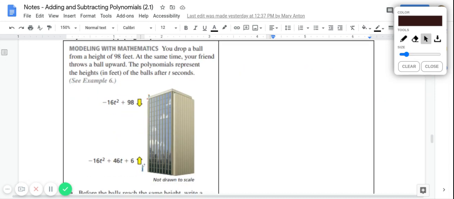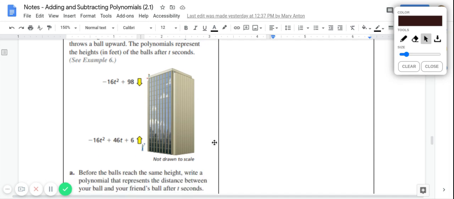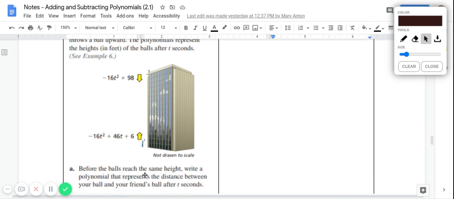All right, y'all, last part of this video. We're going to work with some applications here. So you drop a ball from a height of 98 feet. At the same time, your friend throws a ball upward. Polynomials represent the heights in feet of the balls after t seconds. So we're throwing this ball down. This guy's throwing this ball up. Before the balls reach the same height, write a polynomial that represents the distance between your ball and your friend's ball after t seconds.